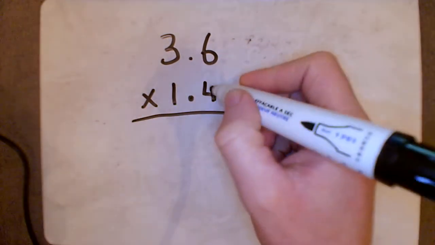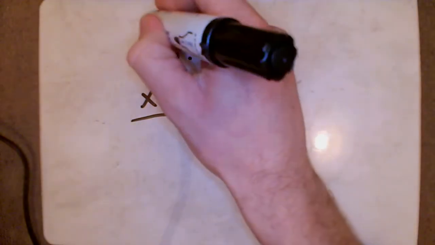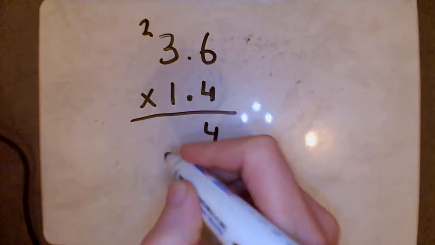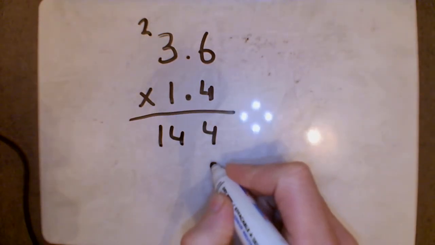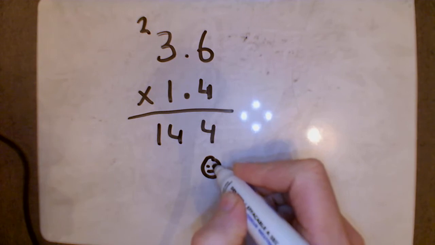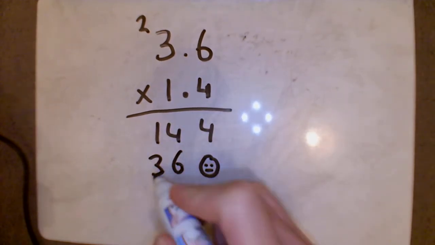So once again, we say 4 times 6, 24. Again, I'm getting the times tables correct. 4 times 3 is 12, plus the 2 is 14. That's the first line done. Moving on to your second line, once again, you always put down your 0. Put a smiley face if you like. 1 times 6 is 6. 1 times 3 is 3.